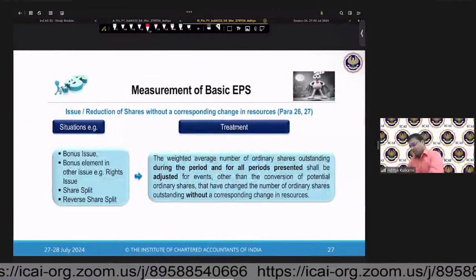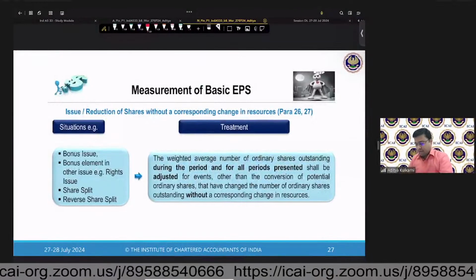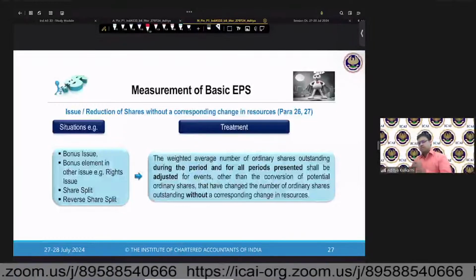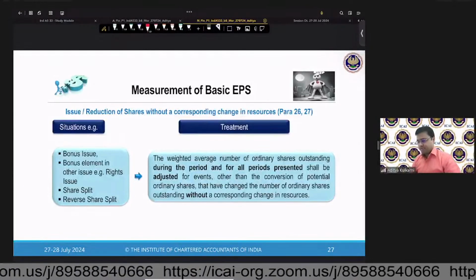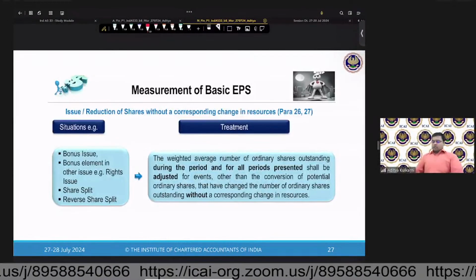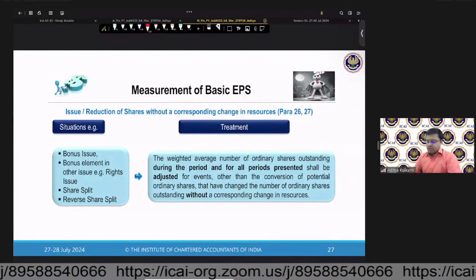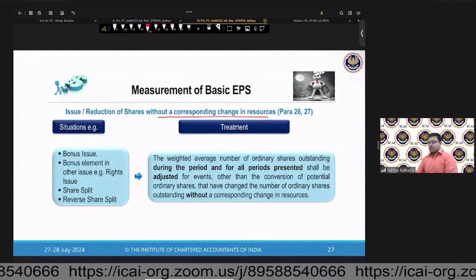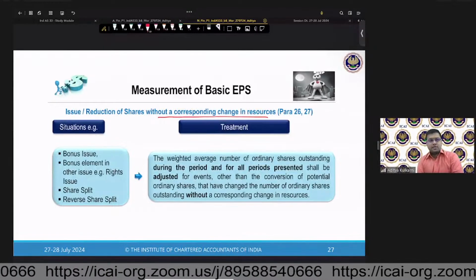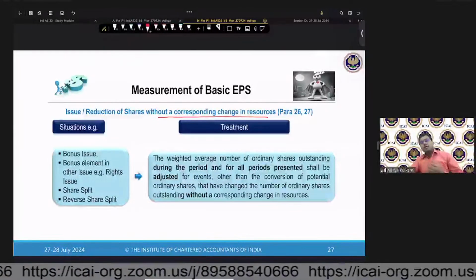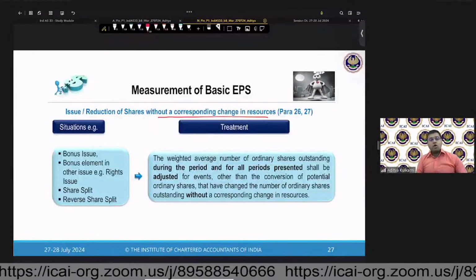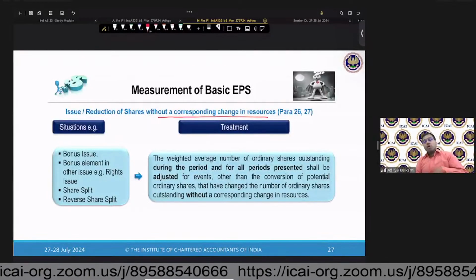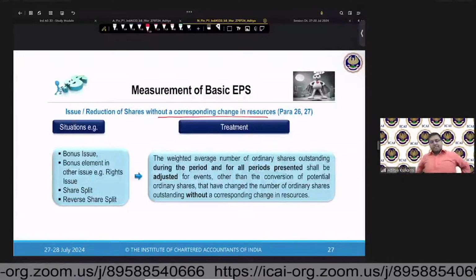Okay. Now, coming to the next one. And this is where it starts to get important. Issue or reduction of shares without a corresponding change in resources. That means what? Your equity share capital has increased or decreased, but neither did you get any money nor did you pay any money.